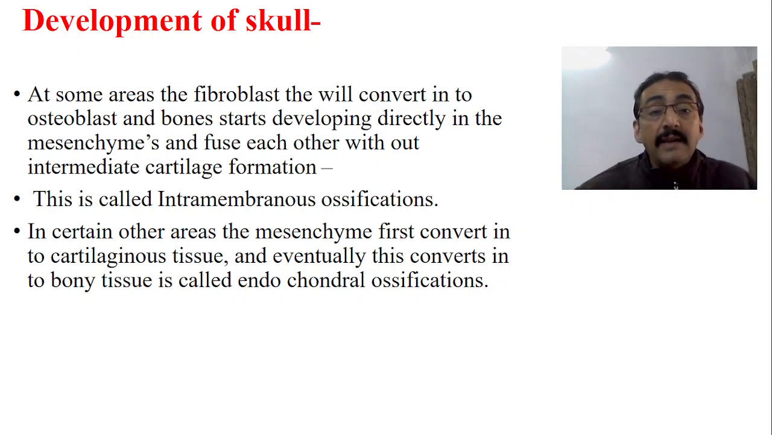In certain other areas, the mesenchyme first converts into cartilaginous tissue, and eventually that is converted into bone tissue. This is called endochondral ossification. Now you can understand the difference between intramembranous and endochondral ossification.